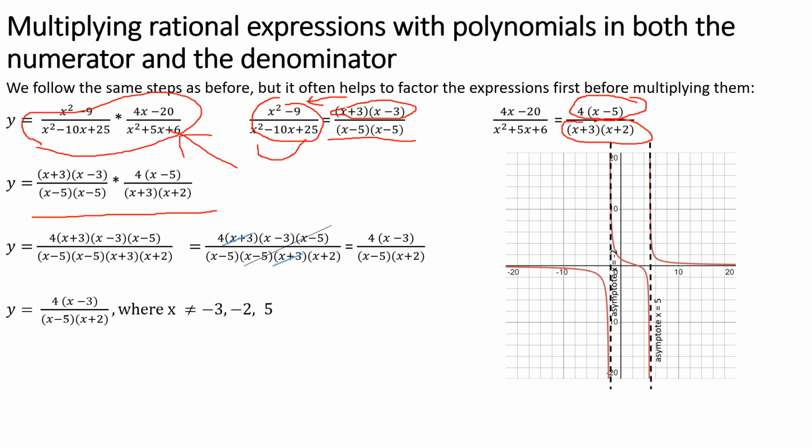And I'm going to start canceling things out. I've got an x plus 3 here, x plus 3 here, which I've represented right here. And right here, there's also x minus 5 in the numerator and the denominator. So what I'm left with is 4 times x minus 3 over x minus 5 times x plus 2. Now, I look at this, I know x cannot be 5, because 5 minus 5 right here would be 0. And x cannot be negative 2.